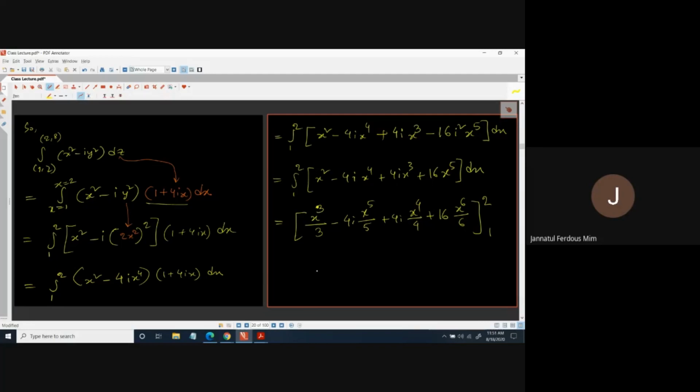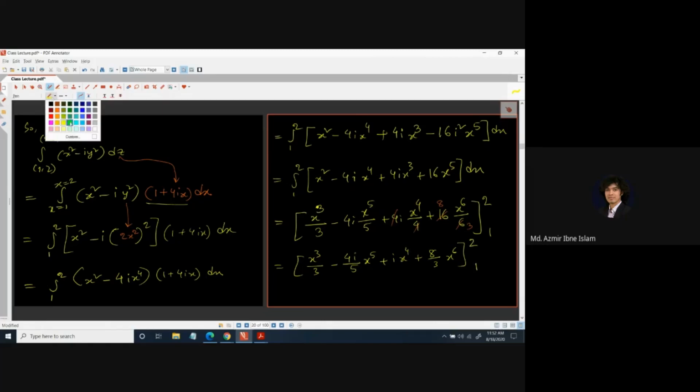Yes, sir. So already our main part is done. Now we can see that here 4 can be cancelled and it will be 3, and it will be 8. So if we simplify, we have x cubed over 3 negative 4i over 5 x to the power 5 plus i x to the power 4 plus 8 over 3 x to the power 6, upper limit 2, lower limit 1.